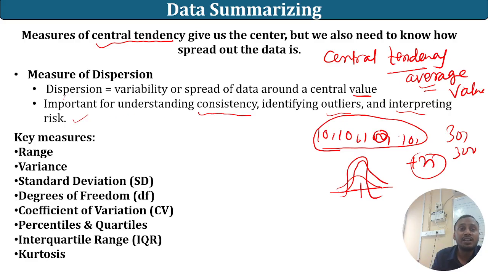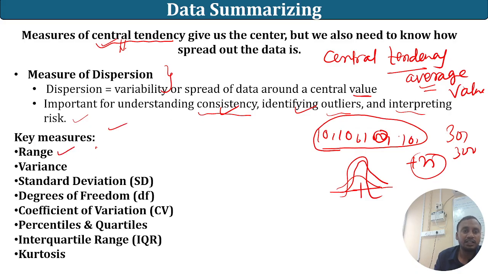That can be done through central tendency or dispersion. But central tendency can be influenced. If too much data is at the lower side and some data is at the higher side, their average will be somewhere around the middle, so it can be influenced. To counter that issue, we should know the dispersion, the variability or spread of the data. That helps with consistency, identifying the outliers, and interpreting.